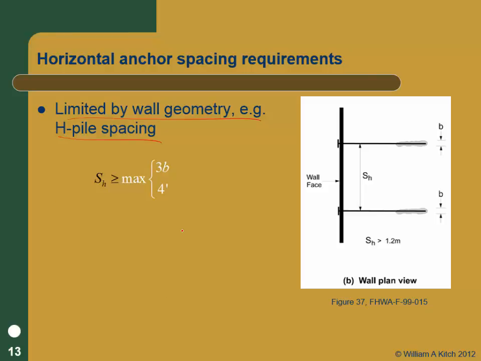And generally speaking, the minimum spacing should be either 4 feet or three times the expected diameter of the anchorage zone, and that's the final diameter. If you're post grouting or doing pressure grouting, it's not the diameter you drill, it's the diameter that you expect to actually form the anchor zone, and that'll be substantially larger than the diameter that you drill if you're using grouted or post grouted anchors. So that's the minimum.